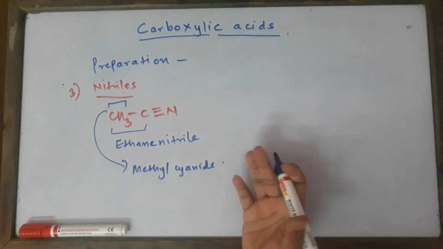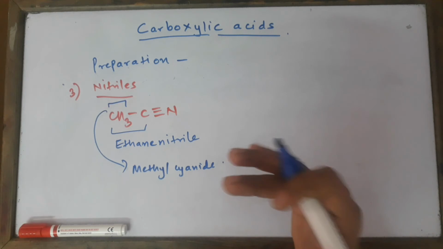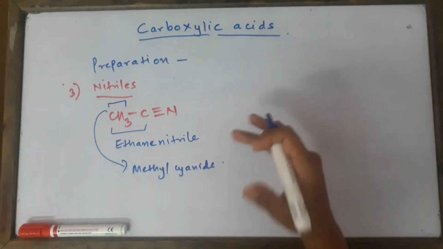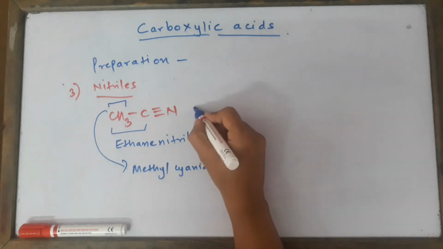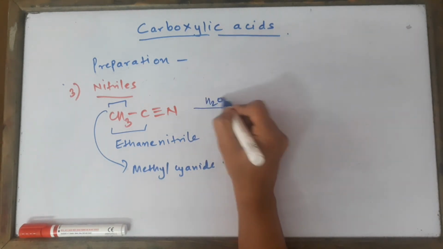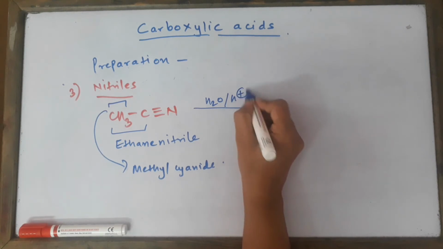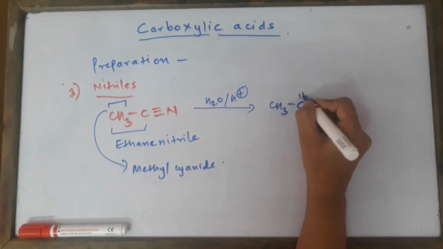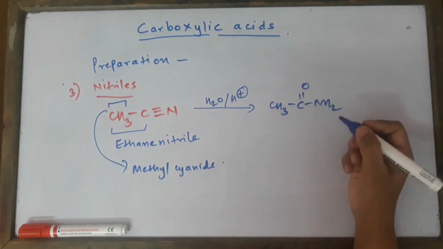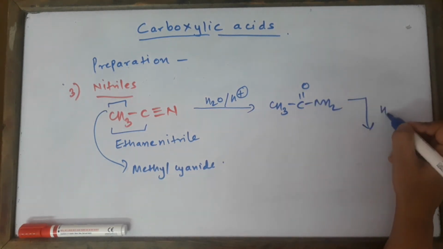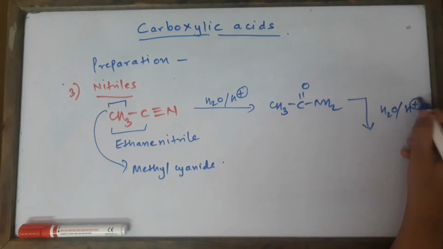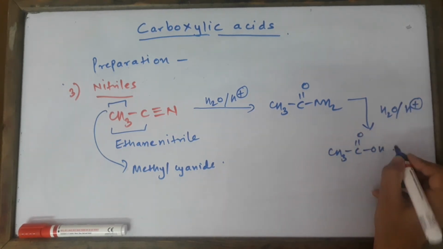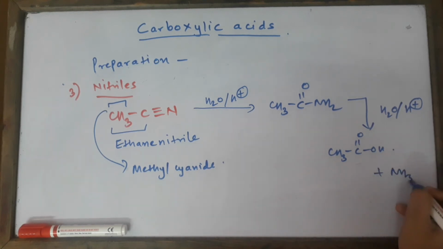If in the exam they ask you a question that treat ethane nitrile with so and so, you must understand the structure of ethane nitrile. Very simple. Look at this. We are just going to add water in the presence of acid, which will act as a catalyst. In the first step we are going to get CH3CONH2. This is the first step, and naturally if we continue further, which is called complete hydrolysis, we will be getting CH3COOH plus ammonia also coming out over here.